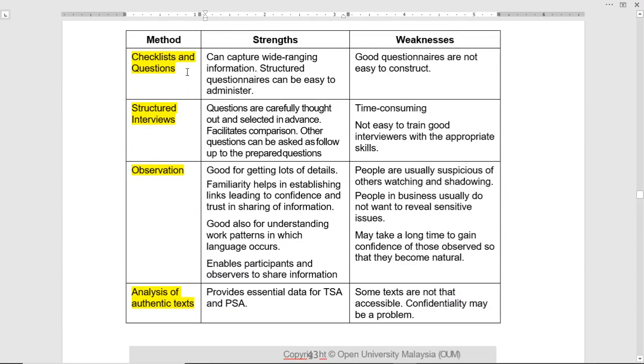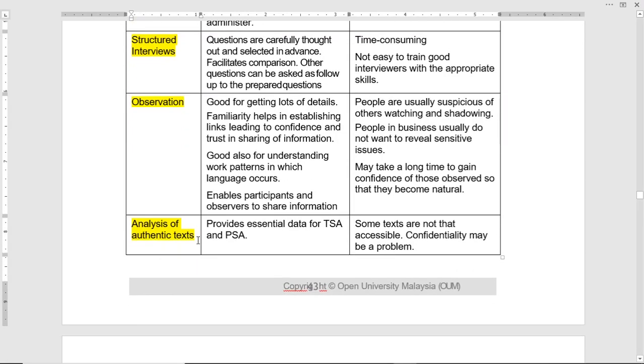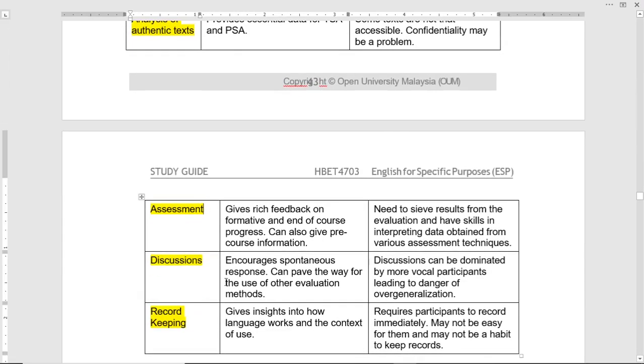So these are some areas for how to collect the data for the needs analysis, to find the needs of the learners: checklists and questions, structured interviews, observations, analysis of authentic texts, assessment, discussions, record keeping. You can even use Google Forms to make a questionnaire and post it for, let us say, a company, so that the workers will go through the document and click the areas that need improvement. Based on the results, you can develop the course.